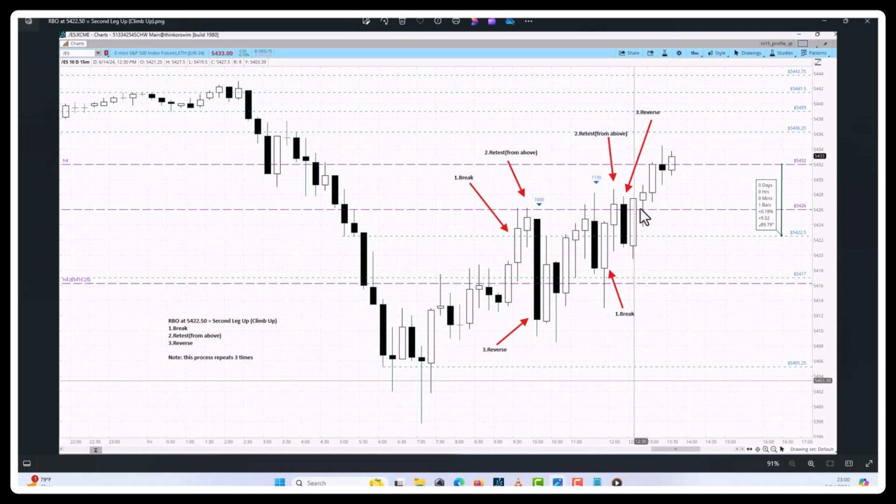So right here, the test from above is not to break, but to continue to climb up. That's what we call a climb up. Second leg up, but it's a climb up. It's not really an expansion. So we should be careful when we see this kind of pattern. Try to avoid trading it as much as possible. But if we do, just use small size and be careful with this, because it can fluctuate, and we get big trouble if we don't handle the size correctly.